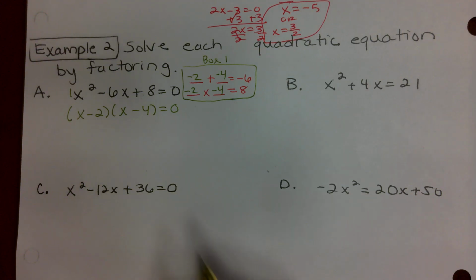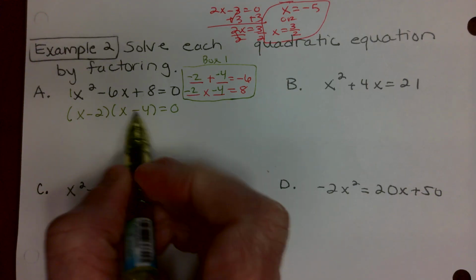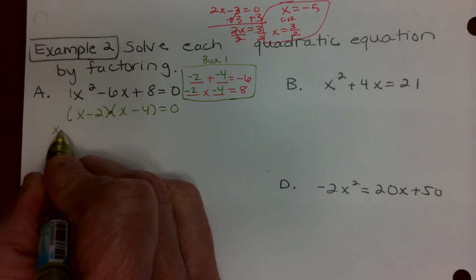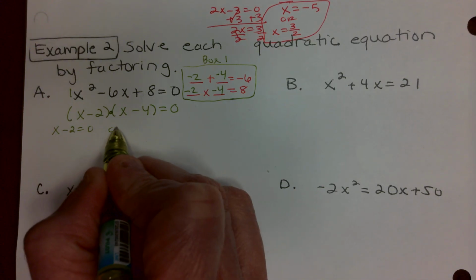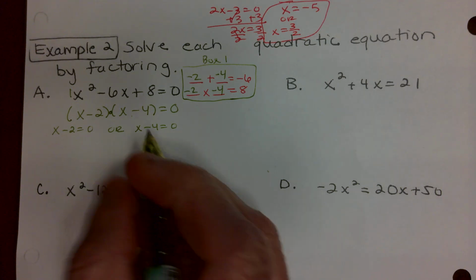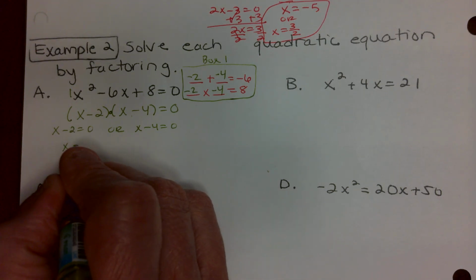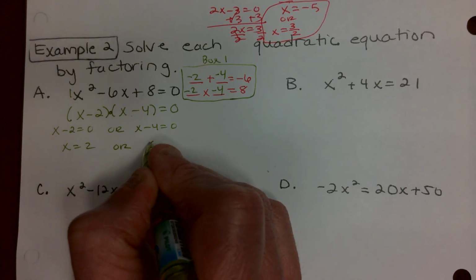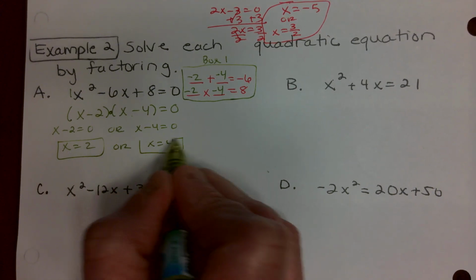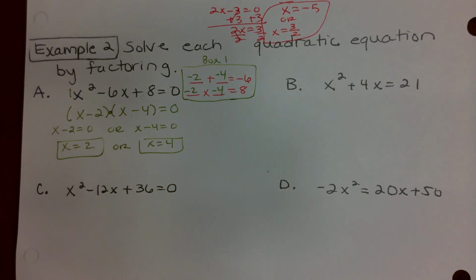Okay, your answers. Break it down, factor it. Remember you're multiplying. x minus 2 equals 0, or x minus 4 equals 0. They both could be 0, but they don't have to be. So x is equal to 2, or x is equal to 4. Those are your options.